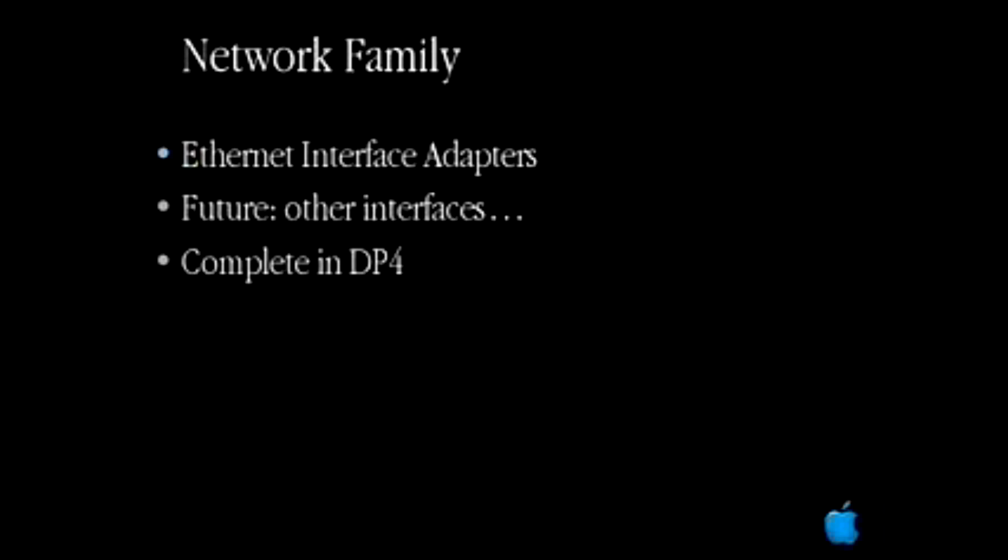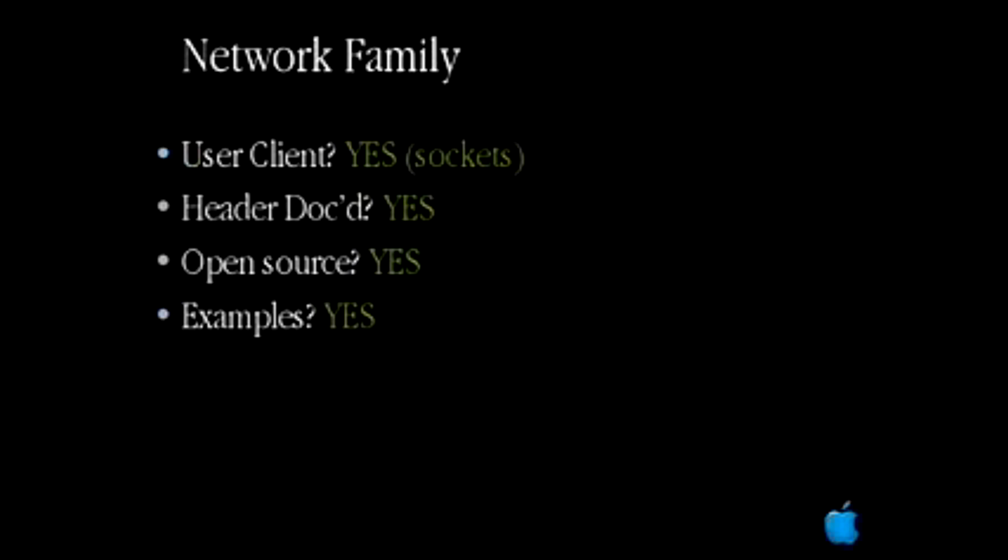Network family. It's considered, at least for Ethernet devices, complete in DP4. In the future, we may consider adding support for other interfaces, but this is not my decision. This is just a framework mechanism that we can add them to as the demand appears or not. So there is a user client for networking. It's sockets. There's a whole stack that lives inside the kernel that acts as the primary client for network drivers, and sockets is its mechanism for communicating with apps.